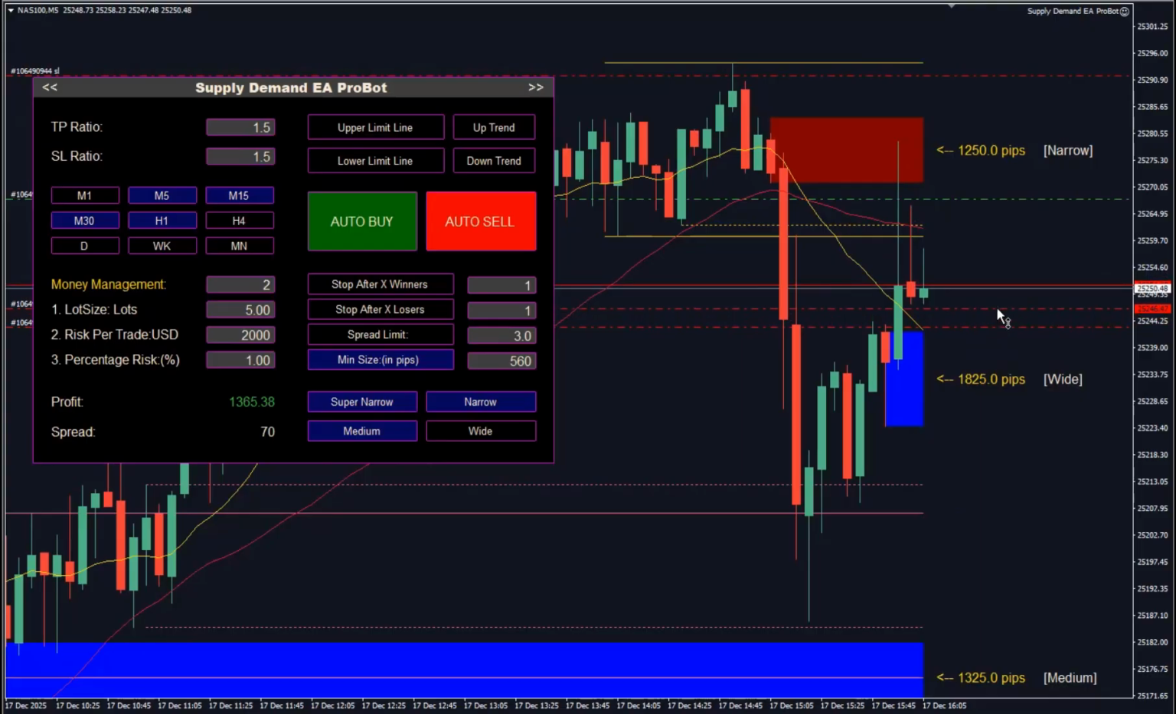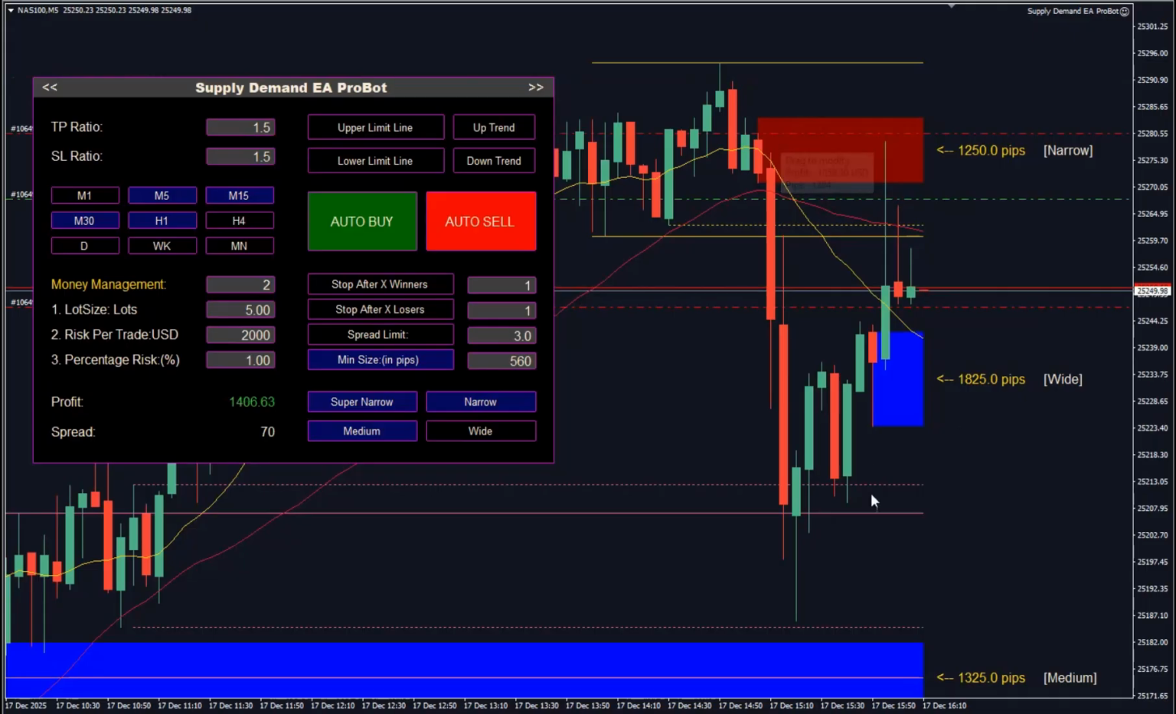I'm going to move the take profit higher. I want to avoid this demand zone. And I will also move my stop loss lower here. This is the third trade the EA placed.